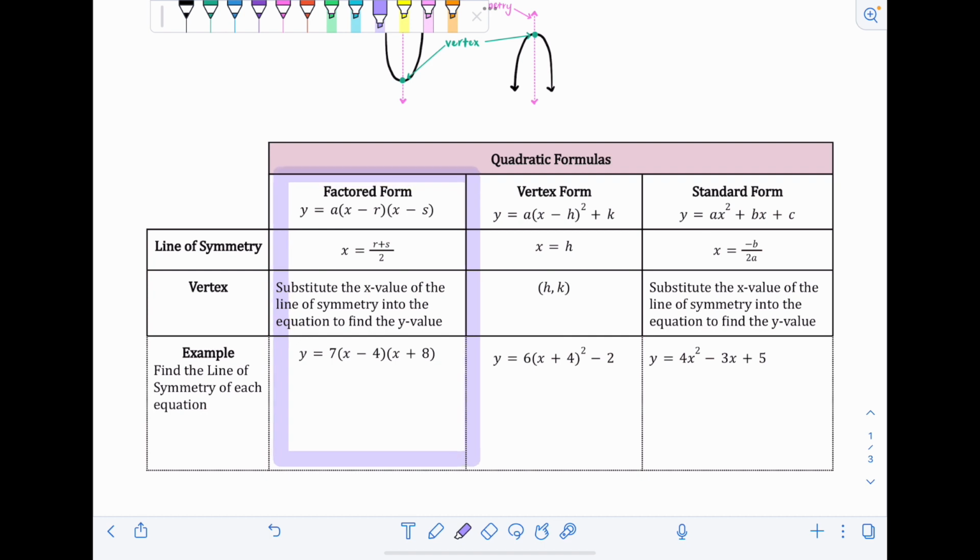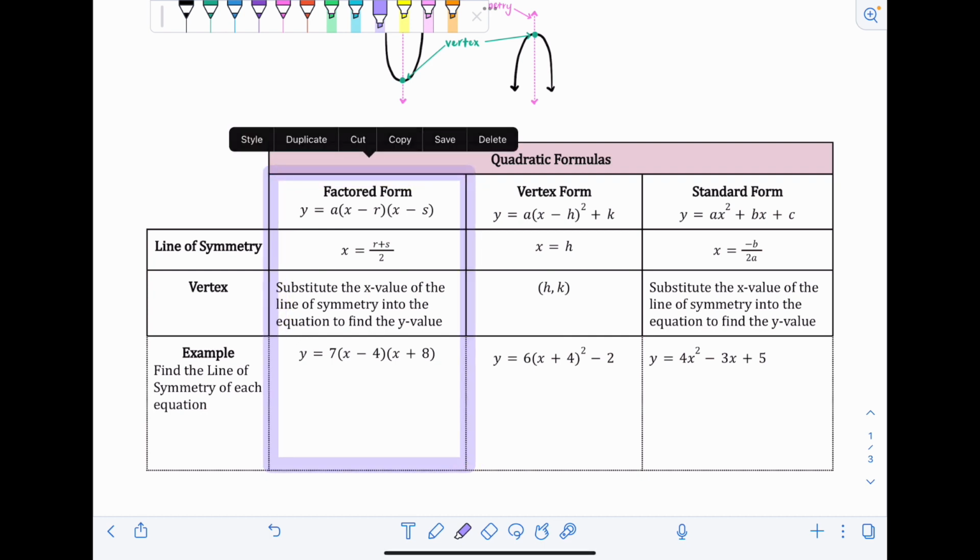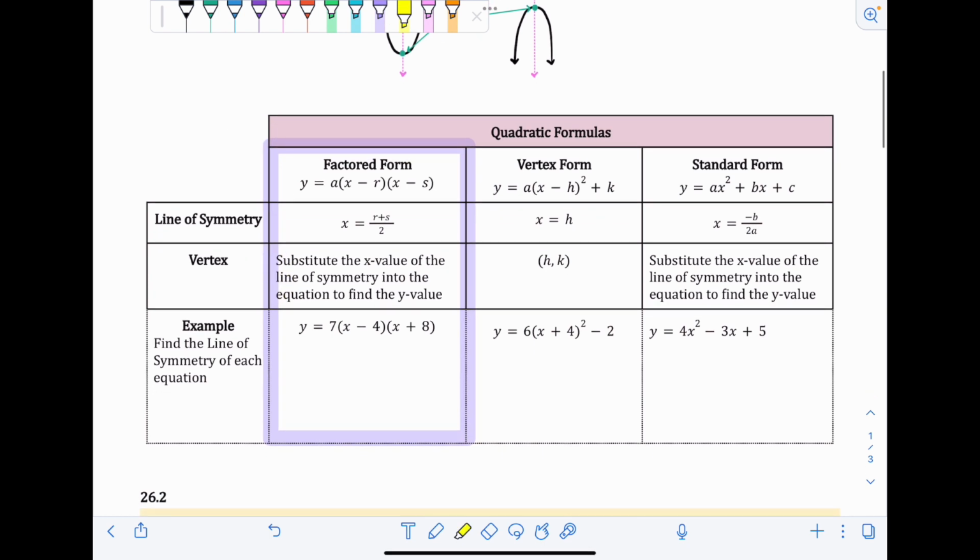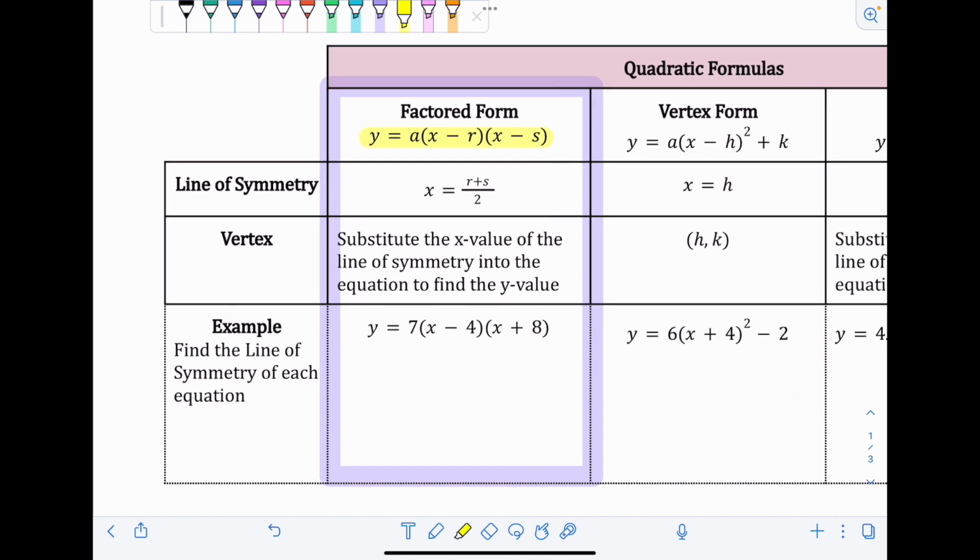Our formula for factored form is y equals a times x minus r times x minus s. And then the formula for the line of symmetry in factored form is x is equal to r plus s over 2. So that means we would look in the formula at where r is, take whatever number is there in our actual equation and put it here. We look to see where s is in the formula, take whatever number is there and put it here, add them together, and then divide by 2, and that'll give us our line of symmetry.